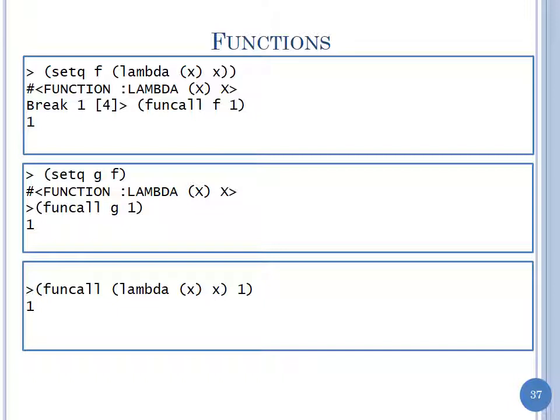So what it's expecting after funcall is not an identifier. It's expecting an evaluatable expression, which if it's an identifier would be a variable that's looked up. But if it's not an identifier, it might be a lambda expression, and so our funcall is much more general.